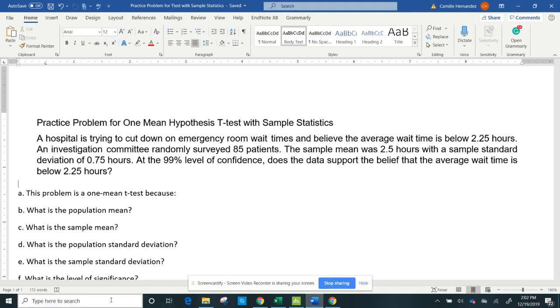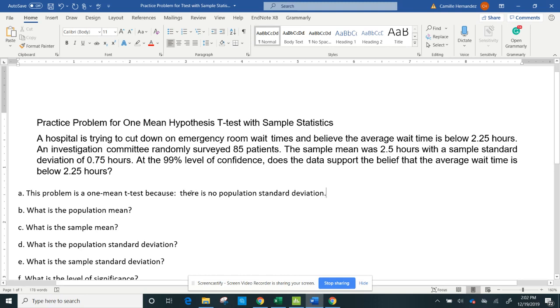Okay, this problem is a one mean t-test because there is no population standard deviation. There's just not one, and it's not given, and there's not one that says that it's known. So I'm not given one. So then that means I can answer D and say that there is none given, or NA. The reason I do that is I'm just trying to close the loop and show that what we looked at for the Z-test is different from what we look at for the t-test.